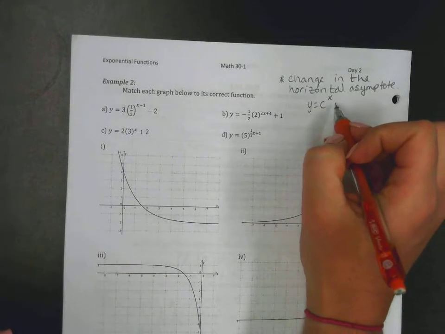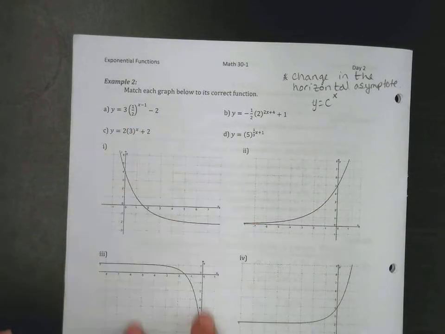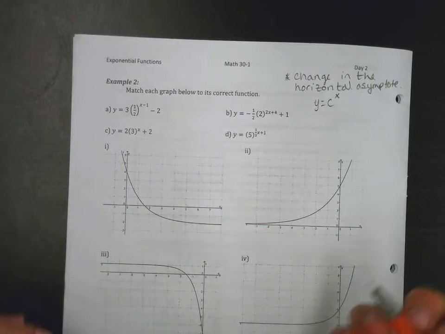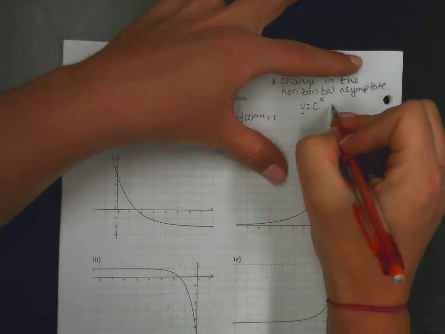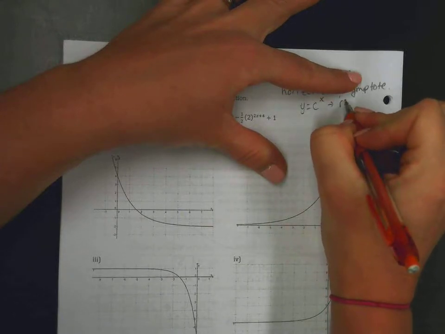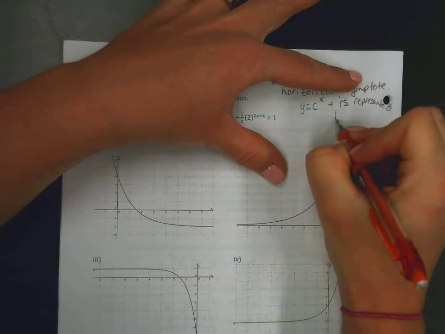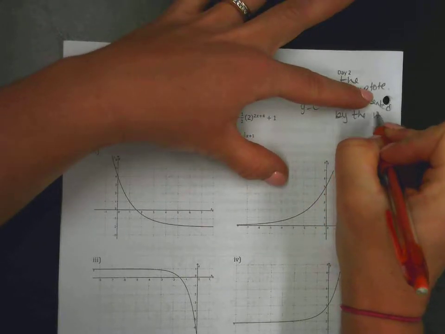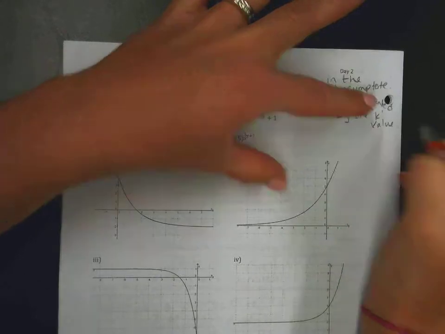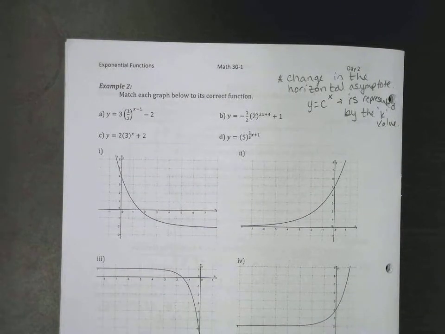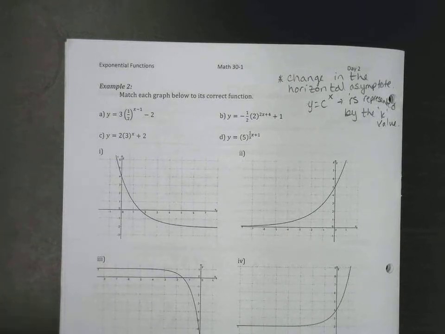So the horizontal asymptote actually is represented by the k value. So that's the first thing I'm going to look for is what is my new horizontal asymptote, and if I still have horizontal asymptotes that are the same, then I'm going to look for horizontal translations, and then I'm also going to look for stretches. But the first thing we want to look for is where has that horizontal asymptote changed to.